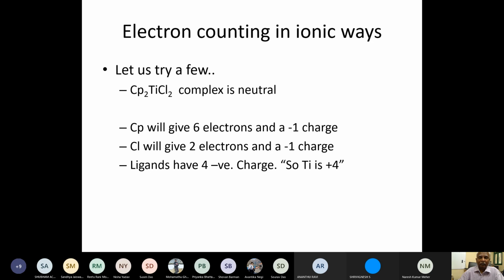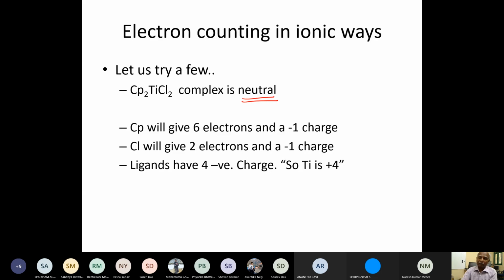But in general, the ionic way of counting electrons is reasonably good. It gives us an idea about the nature of the metal and its characteristic. So let's try a few examples. Cp2TiCl2. This is a neutral molecule, and it's very important to know the charge on the molecule before we do electron counting. We will come to handling charged systems.